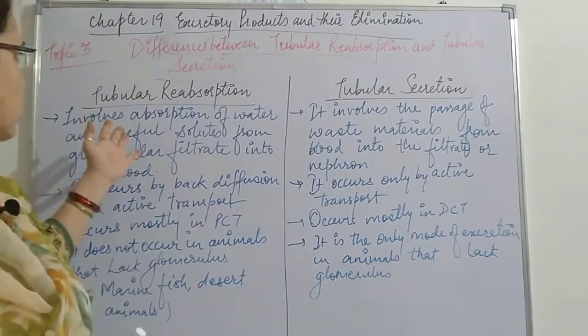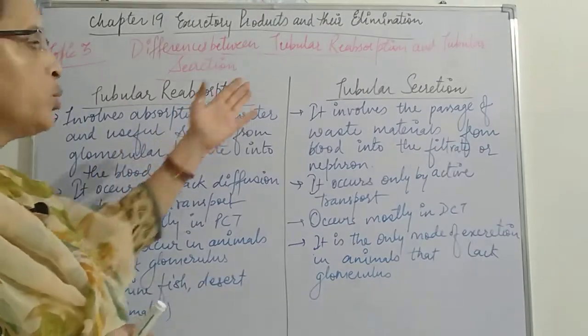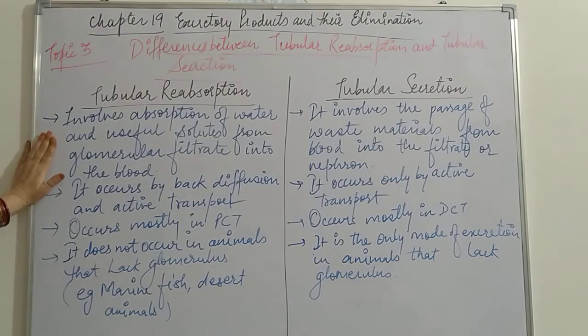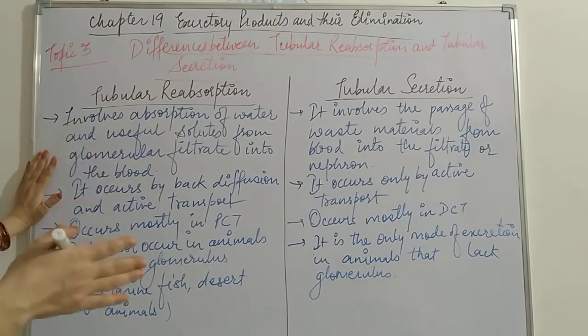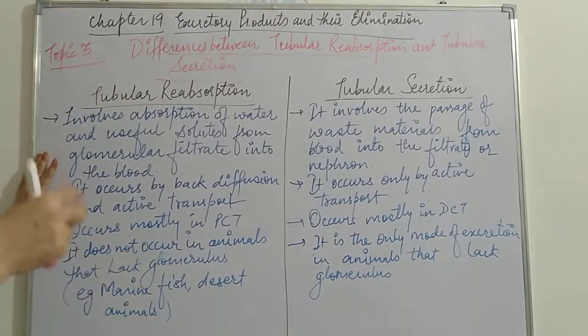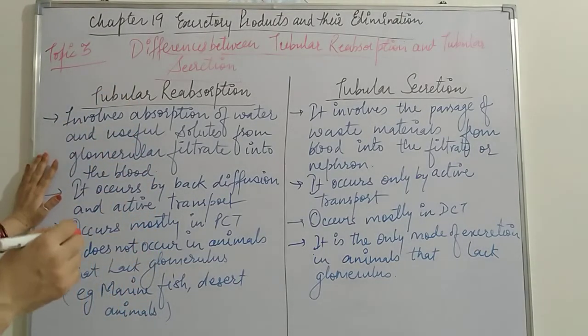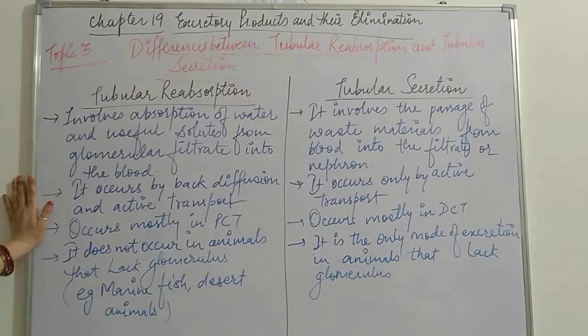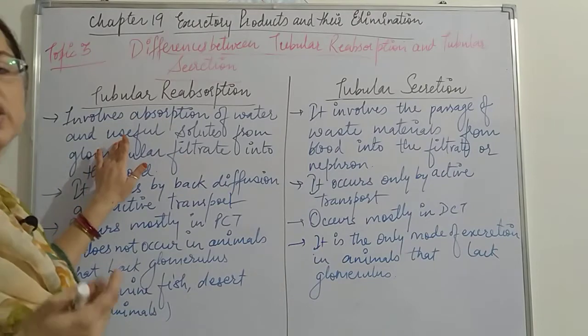This filtrate is reabsorbed which is required by the body. So here we are going to discuss tubular reabsorption and tubular secretion. Look over here, differences between tubular reabsorption and tubular secretion. The first point is, it involves the absorption of water and useful solutes from the glomerular filtrate into the blood. That already we know, when the blood is moving through the glomerulus, the waste enters into the Bowman's capsule, and from Bowman's capsule the filtrate moves into the renal tubule. So from that glomerular filtrate, absorption of water and useful solutes occurs.